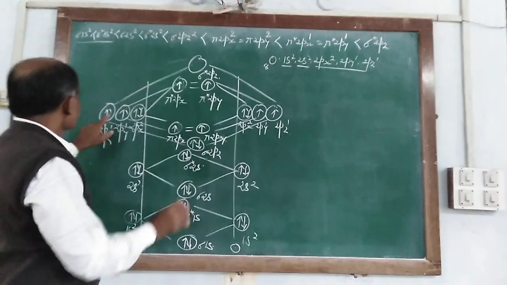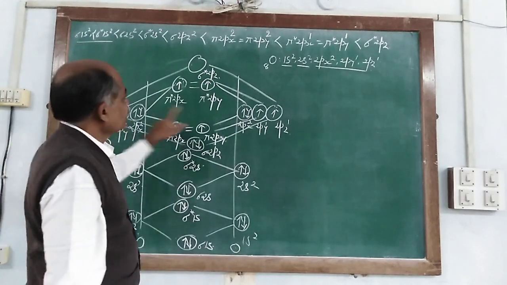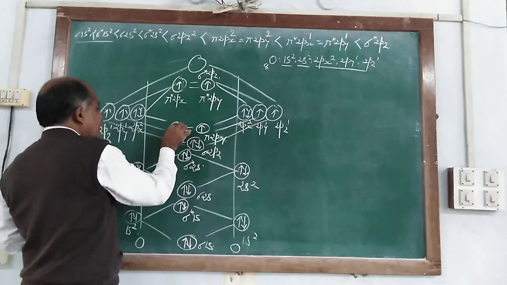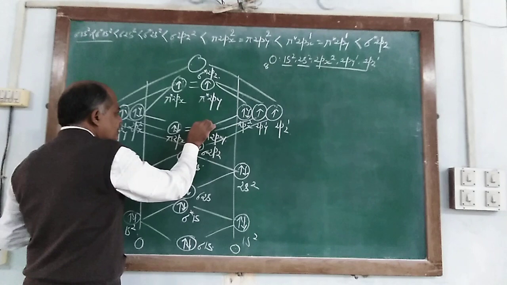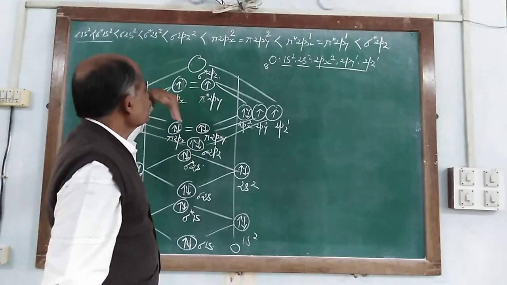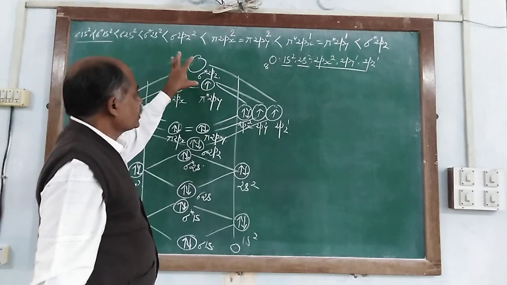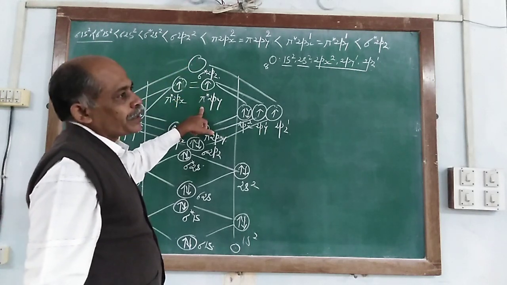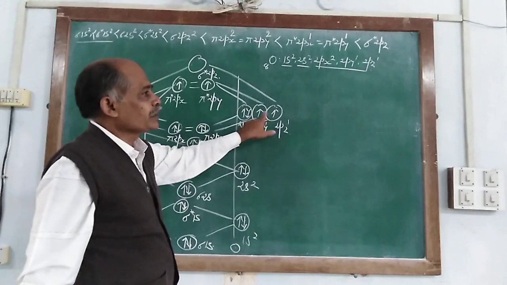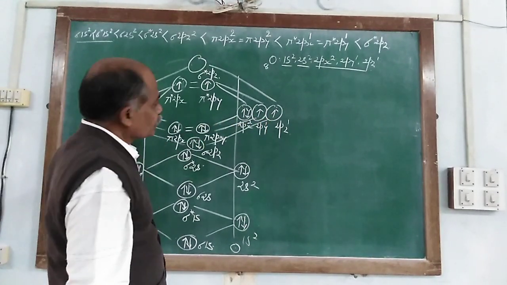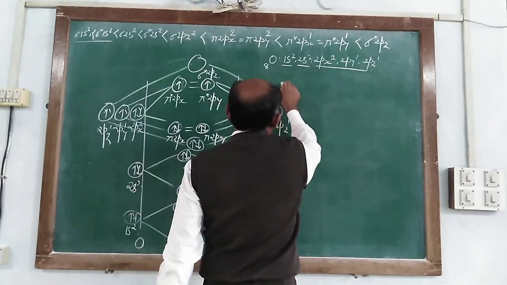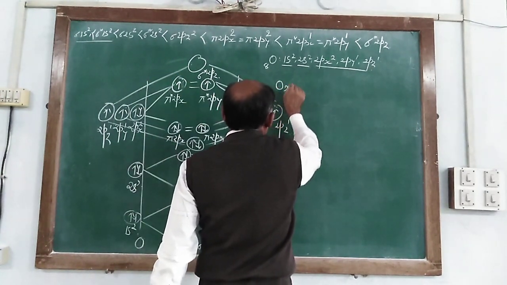Now in pi 2py there is 1 electron, and here also 1 electron. So 1 electron here and 1 electron here. There are no electrons accommodated in the anti-bonding molecular orbital because here only 1 electron and here also 1 electron. So now we write the electronic configuration for the oxygen molecule.